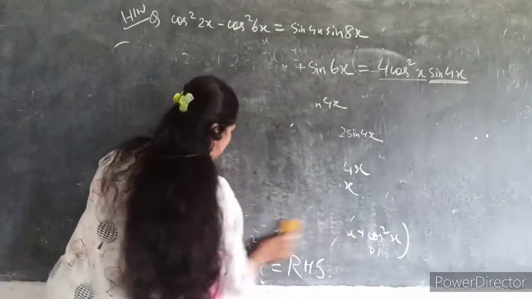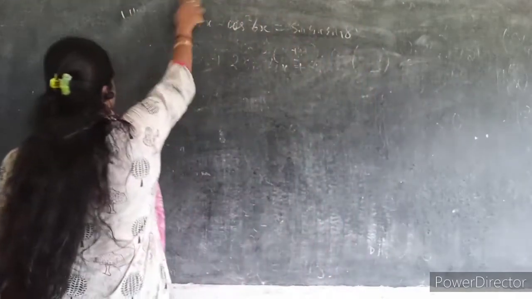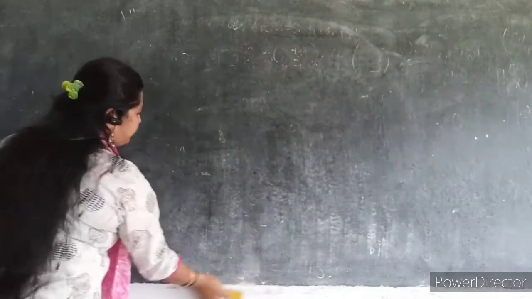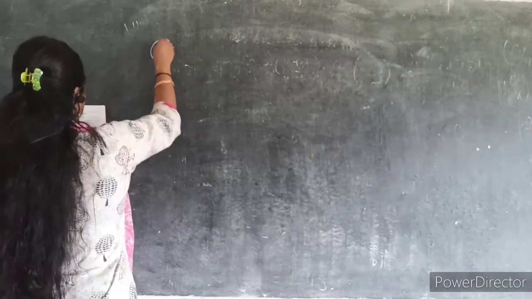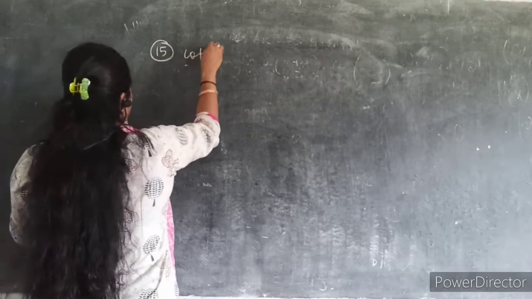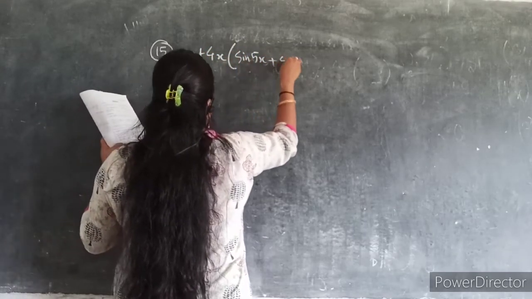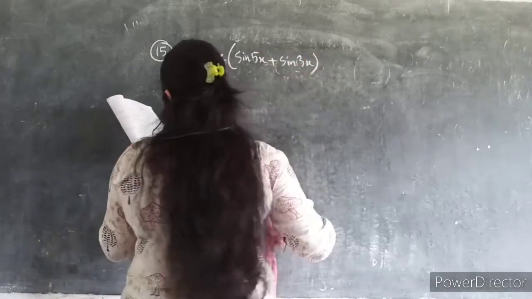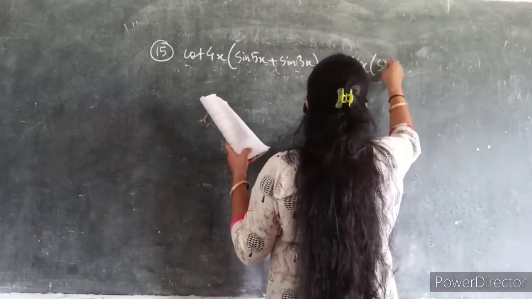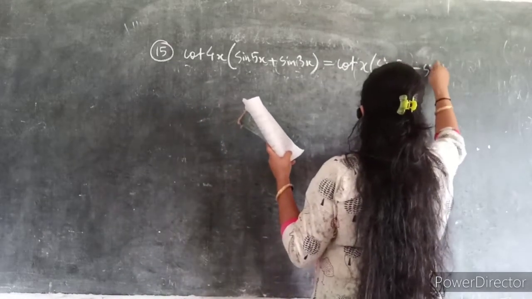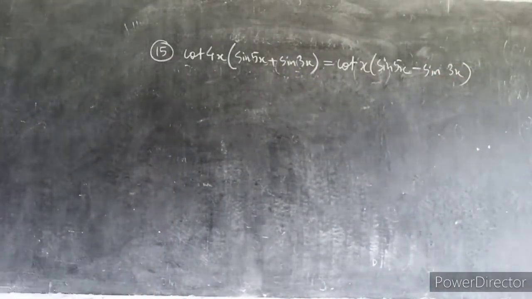Now let us take the sum of question number 15. Okay, next is question number 15. That is cot 4x bracket sin 5x plus sin 3x equals cot x sin 5x minus sin 3x. So this is the question given to you.